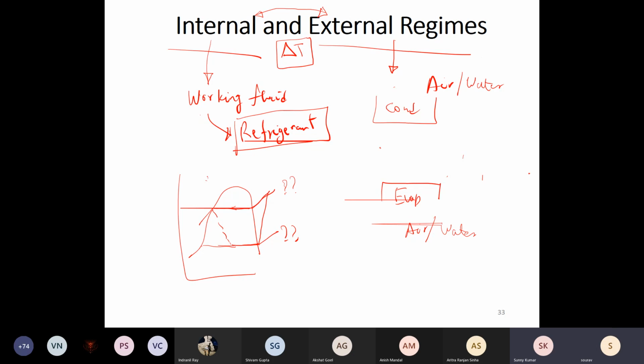So the condenser side pressure is decided by the ambient temperature. And the evaporator pressure is decided by what temperature you are trying to set in your indoor unit, or in a refrigerator, whatever the freezer temperature is. So ultimately, it is your requirement which is dictating the evaporator pressure and temperature.